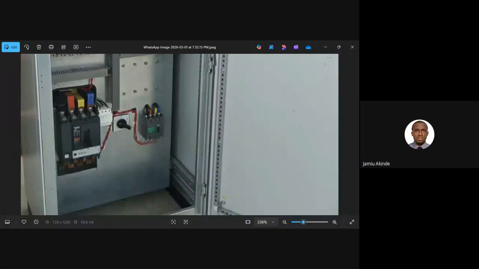Yes, sir. So beside it, there's a bus bar. So that's the bus bar. Now you can see that beside the breaker, beside that small bus bar, there's something called a surge arrestor. So that's a surge arrestor. So this is how a typical panel looks like.